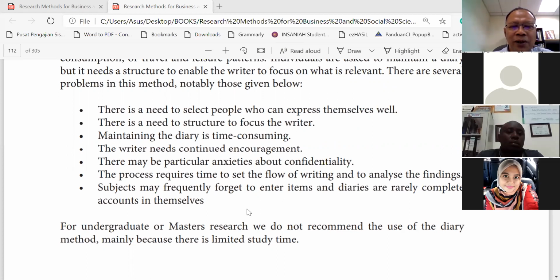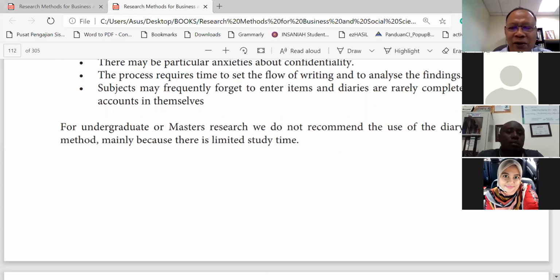So we do not recommend the use of the diary method because there is a limited study time. Usually the diary method involves considerable time and considerable involvement with the respondents. Okay, just for your knowledge.